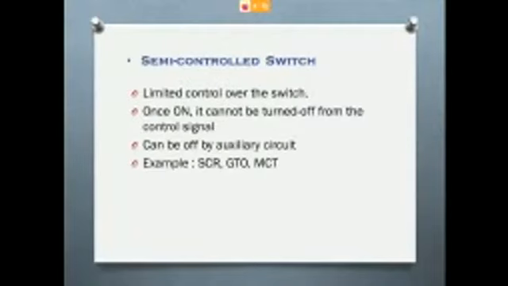Next one would be a semi-controlled switch. As is visible from its name itself, it has very limited control over the switch. That is, we can turn on a switch but cannot turn it off manually. We need an auxiliary circuit to turn off the semi-controlled switch. The examples would be SCR, GTO, and MCT, which we will discuss in our further slides.